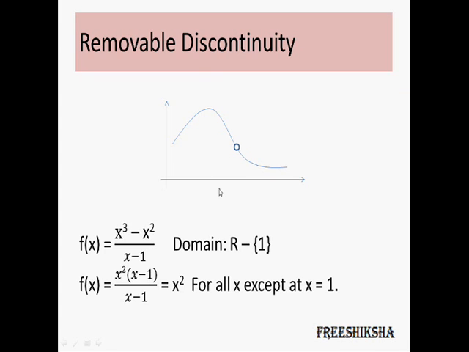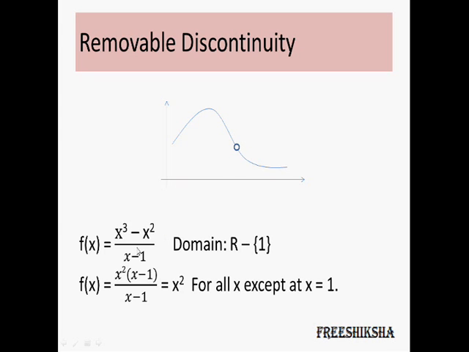Just have a look at this particular graph. You can see at this particular point, whatever the value of x is, the graph at that point is missing. Either the value of the function is not defined or it is infinite or it could be some other value, but it's just a point. At one particular point the value of the function is missing. So this type of discontinuity we call a removable discontinuity.